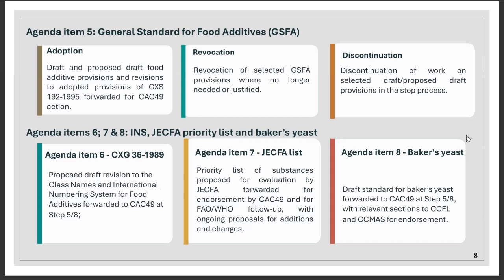Agenda items 6, 7, and 8: INS, JECFA priority list, and baker's yeast. First, agenda item 6, CXG 36/1989, the proposed draft revision to the class names and international numbering system for food additives, forwarded to CAC 49 at step 5.8. Agenda item 7, the JECFA priority list of substances proposed for evaluation by JECFA, forwarded for endorsement by CAC 49 and for FAO and WHO follow-up with ongoing proposals for additions and changes.